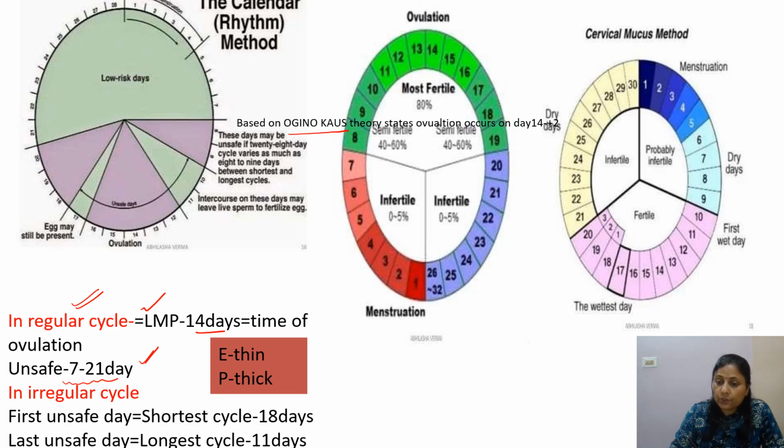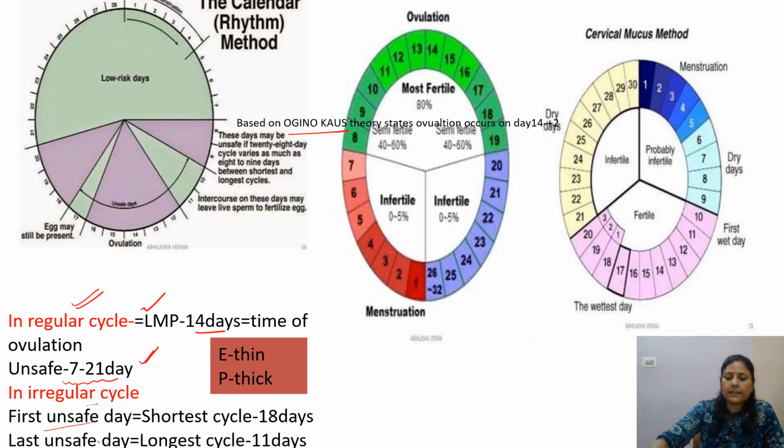But if the cycle is not regular, that is in an irregular cycle, how will you know the exact time of ovulation? For that there is another method: one should know the first unsafe day and the last unsafe day. The first unsafe day is the shortest cycle minus 18 days, and the last unsafe day is the longest cycle minus 11 days. Through this you will get the unsafe period and avoid coition during that period.